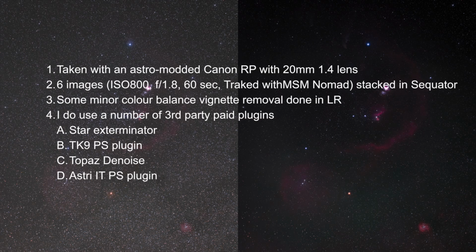Now, a few quick notes before we get started. This image was taken with an astro modded Canon RP with a 20mm 1.4 lens. It consists of 6 images tracked with an MSN Nomad, stacked in Sequator. Some minor color balance and vignette removal was done in Lightroom before I moved it over to Photoshop.